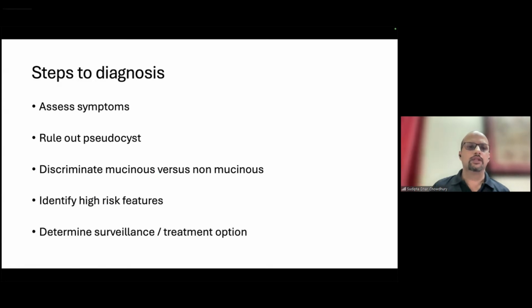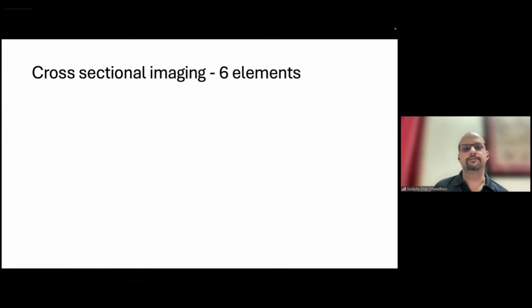Now, how do we go about this diagnosis? The first step is to assess the symptoms. If the patient is overtly symptomatic, then we know we are dealing with a dangerous lesion. Then rule out that what we're dealing with is a pseudocyst, and it's very easy to rule out a pseudocyst. Usually there'll be a history of abdominal pain, a history of pancreatitis, or a background history of chronic pancreatitis. Then discriminate between mucinous versus non-mucinous, identify high-risk features, and determine the surveillance and treatment option.